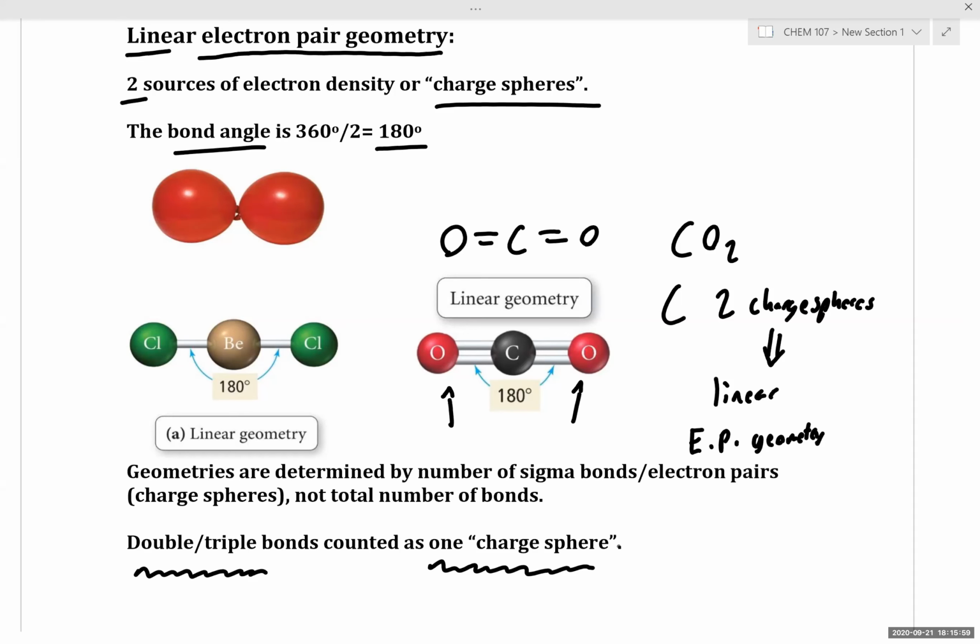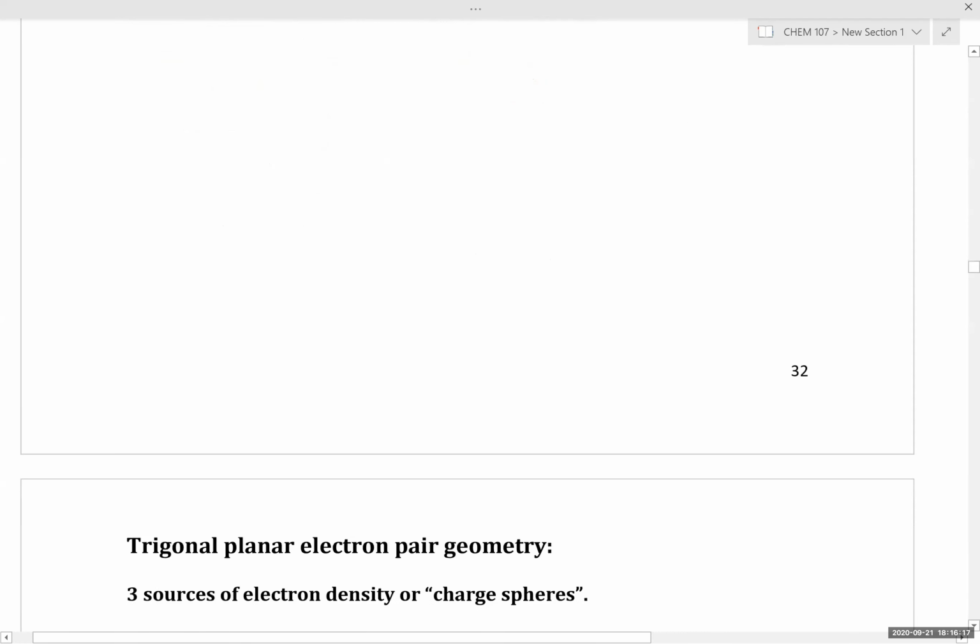Does this first geometry make sense to everyone? Does everyone understand the key pieces of information? The charge spheres, bond angle. Those are the two things you need to focus on. Okay, so let's look at another.